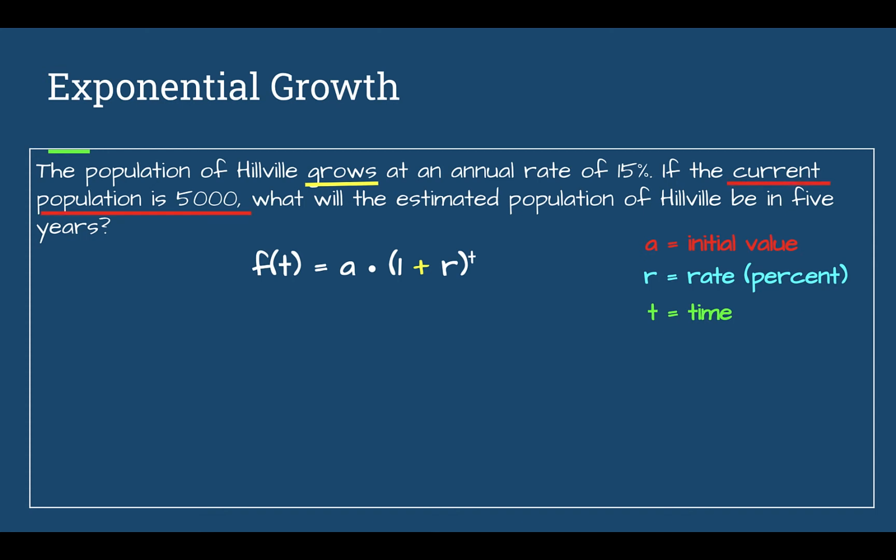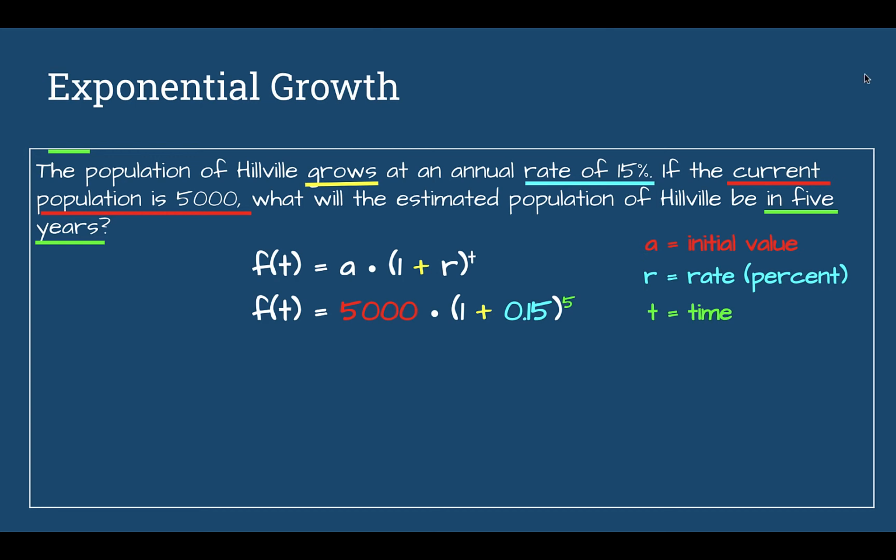It said the population currently is 5,000. That would be your start value. It has a rate of 15%. That is our r value. And we want to know in 5 years. So that's our amount of time. Now we can just plug these into the formula. So a is 5,000. r is 0.15. Remember, we need to change it to a decimal. And t, the exponent there, is 5.